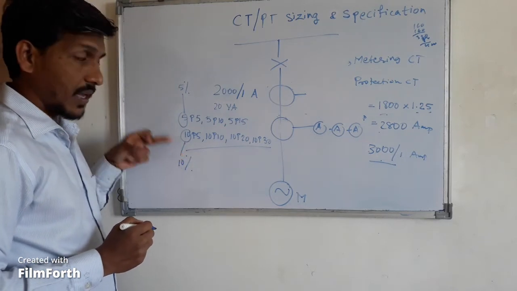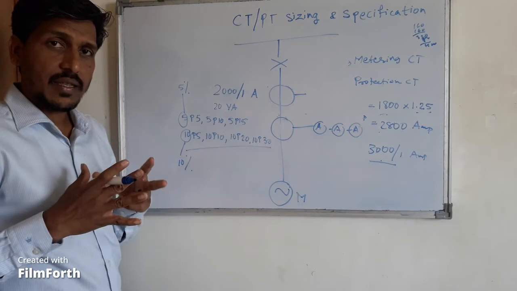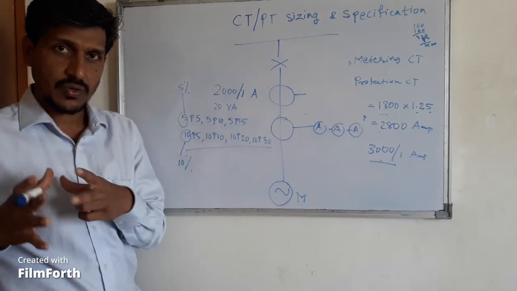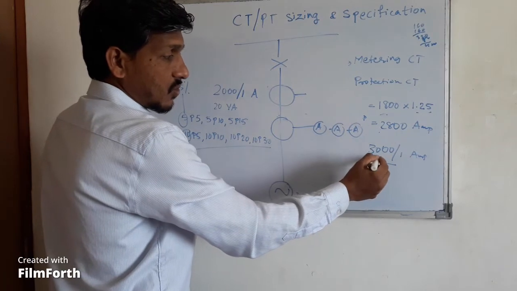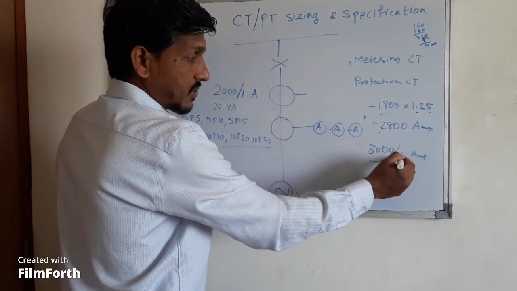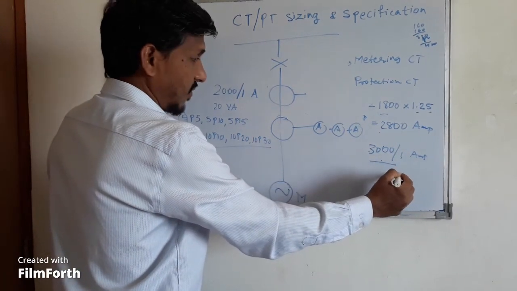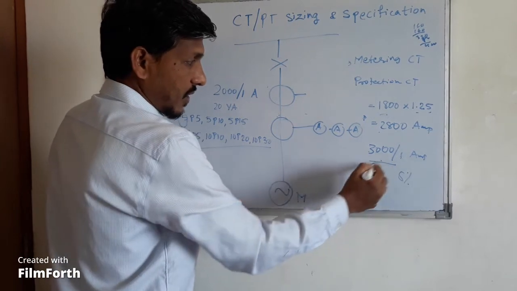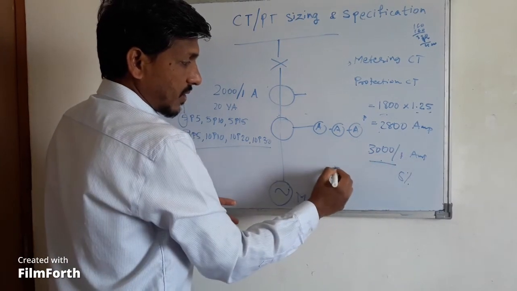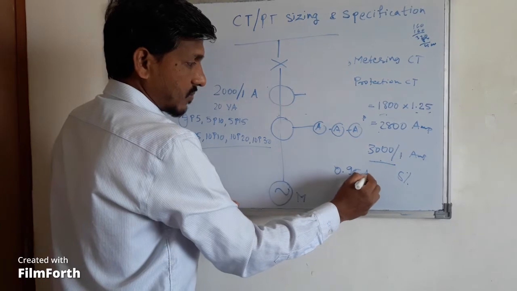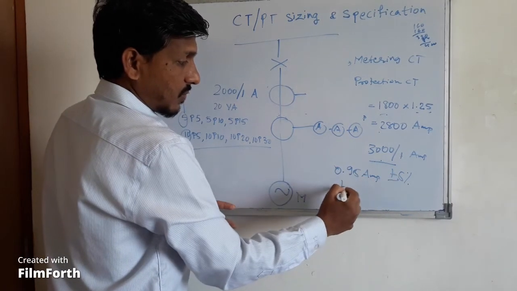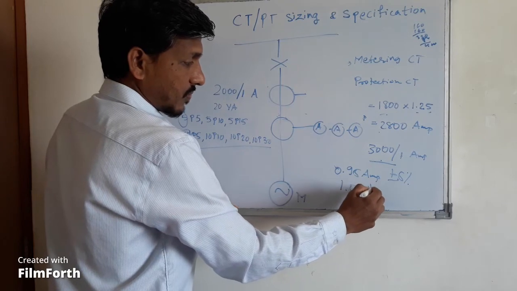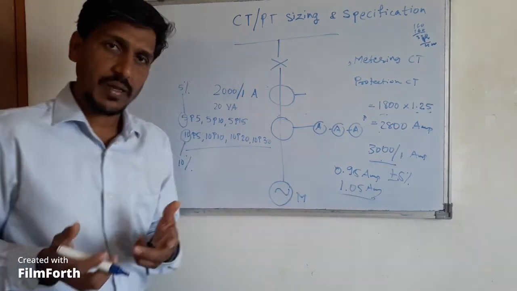Error means what? There is an error in the conversion of your current ratio. For example, if your CT is, let's say, 3000 amperes, then to convert this 3000 to 1 amp, there will be an error of, let's say, 5%. So instead of 1 ampere, you will get in the output 0.95 amperes, because there is a 5% error. It is plus or minus 5% error. It could give you 1.05 ampere or so. This is a small minor error.